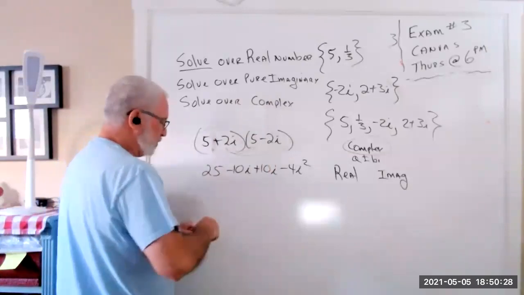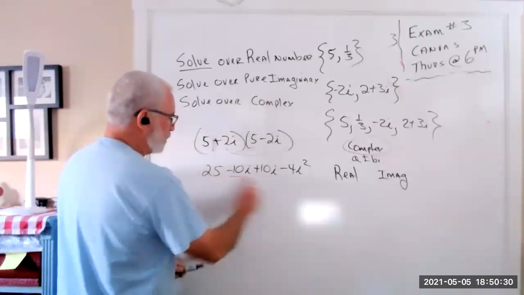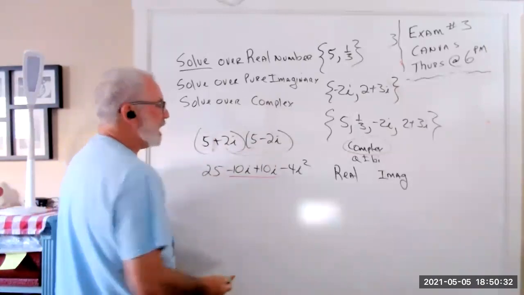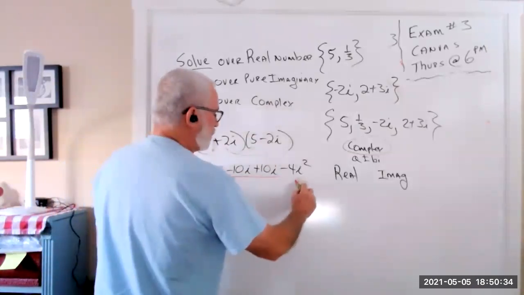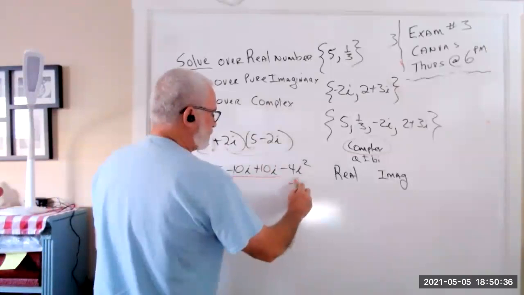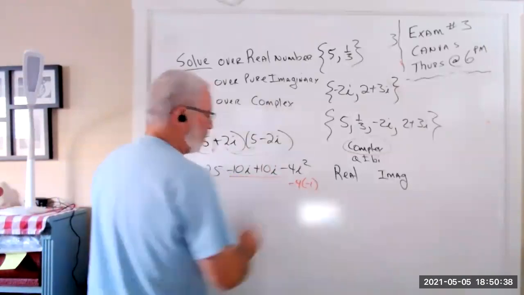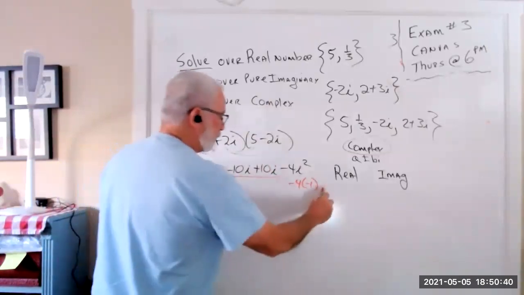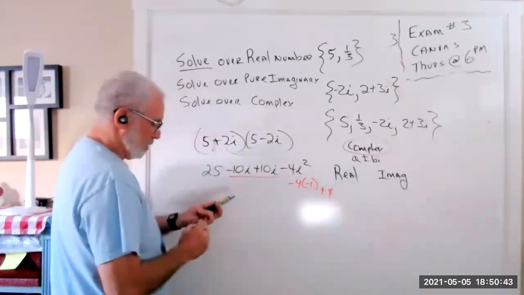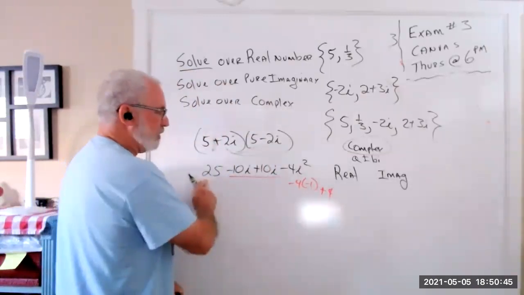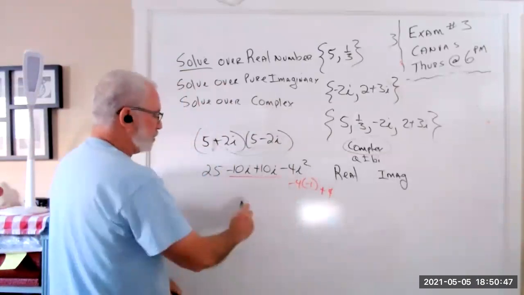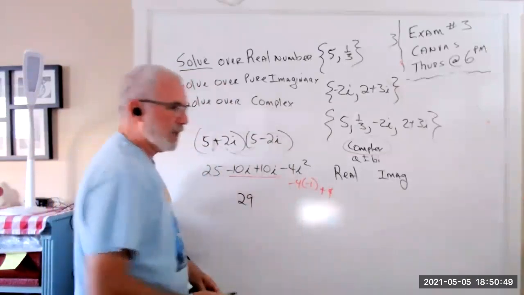What happens here? Two things happen. The terms in the middle drop out. Yay. i squared is worth -1, so this is -4 times -1, so this is +4. So this becomes 25 plus 4, and the middle chunk drops out. So the answer is 29.